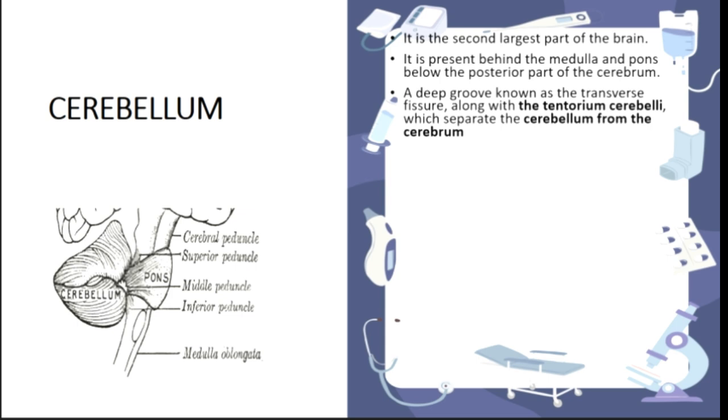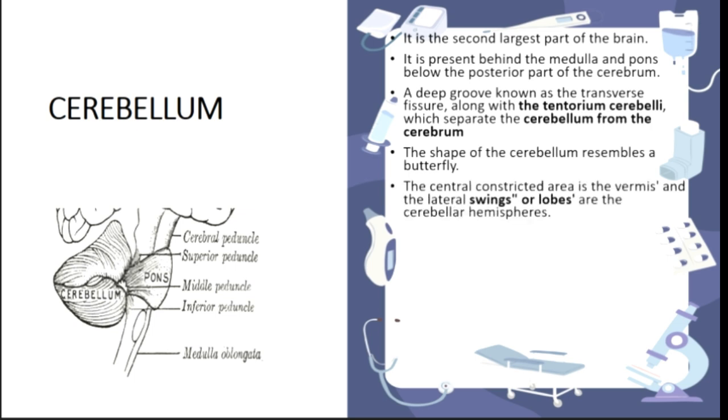In the middle you can see a small groove. This is the transverse fissure. Along with that you can see the tentorium cerebelli, which separates the cerebrum from the cerebellum. You can see this. The cerebellum is separated from the cerebrum by this small wall that is called the tentorium cerebelli.